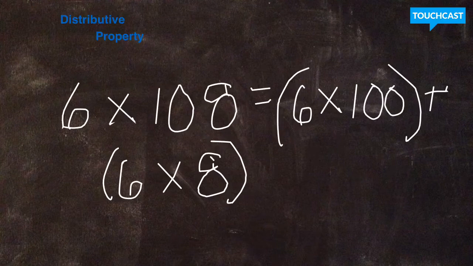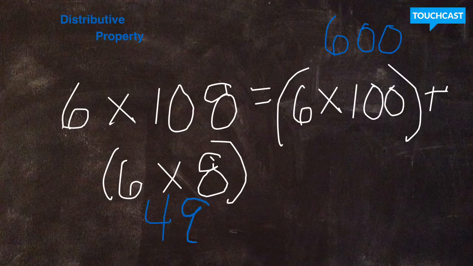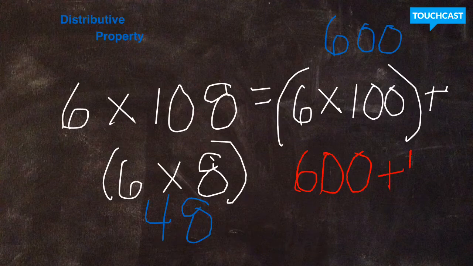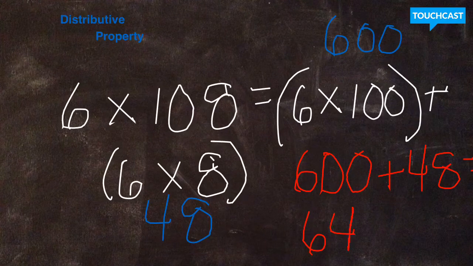So now, for my next step, I'm going to multiply 6 times 100, which equals 600, and I'm going to multiply 6 times 8, which equals 48. And for my very last step, I need to take 600 and add that to 48. So 600 plus 48 equals 648. So my product of 6 times 108 equals 648.